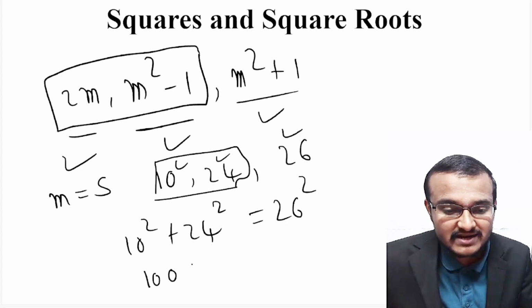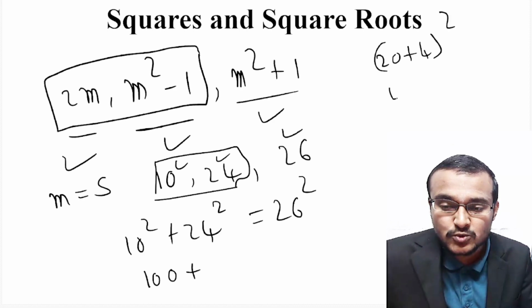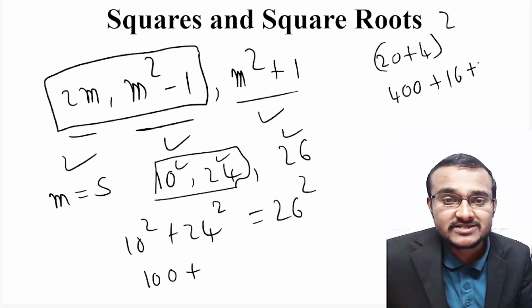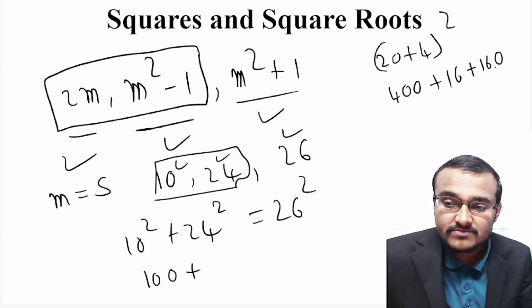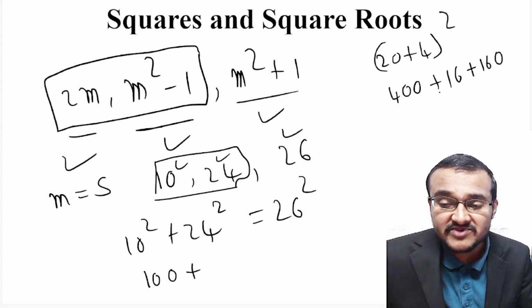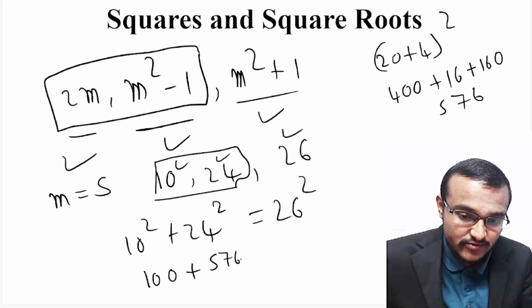What is the value of 10 square? 100. What is the value of 24 square? You can do it as 20 plus 4 whole square. So 20 square is 400, 4 square is 16, and 2ab, that is 2 into 20, which is 40, and 40 into 4 is 160. So 160 plus 400 is 560, and 560 plus 16 is 576. So you are getting 576 as your 24 square.